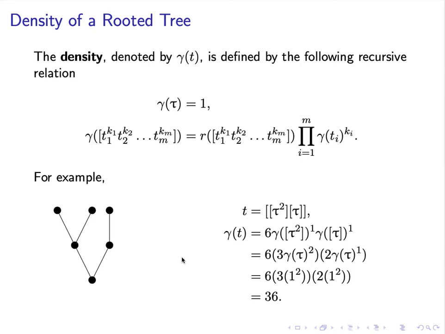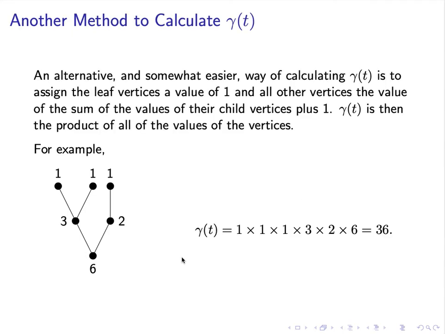There is another way to calculate the density, somewhat easier, if you do have the diagram of the tree drawn out. What you can do is assign all the leaf vertices a value of 1, and all other vertices are the sum of the values of their immediate child vertices plus 1. And then the density is the product of all the values of the vertices. So here we have our same example tree from before. We start off with the leaf nodes, and we assign a value of 1. For all other nodes, it's the sum of their child node values plus 1.